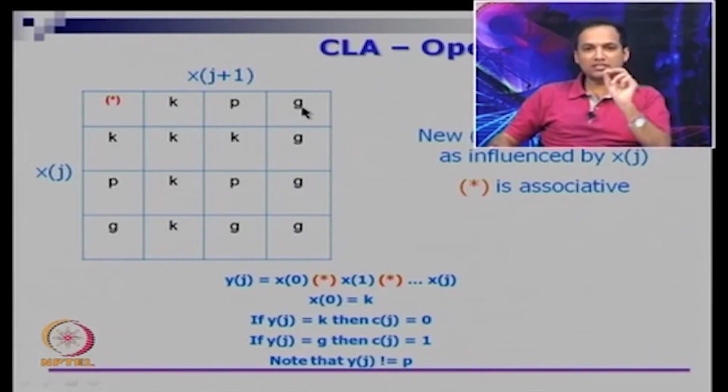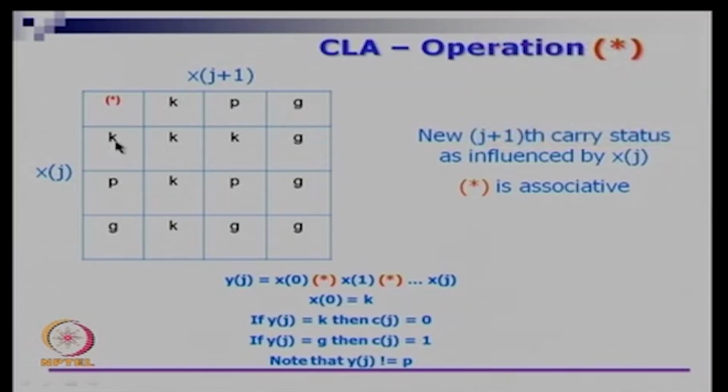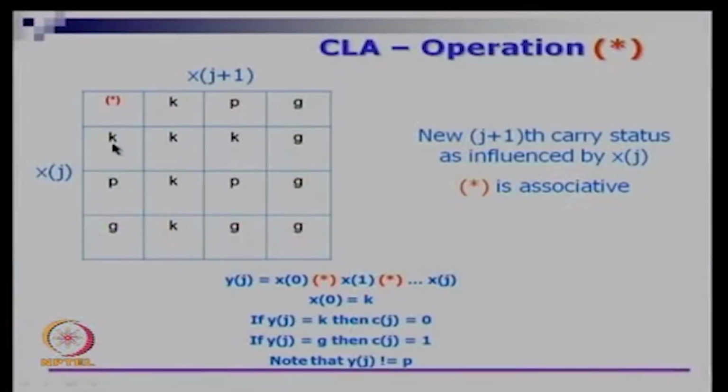Similarly, if at the j plus 1th stage A of j plus 1 is 1 and B of j plus 1 is 1, the carry to the next stage will be a 1. So, a generate to the left of a kill is still a generate, a generate to the left of a propagate is still a generate, and a generate to the left of a generate is still a generate, because this is the higher order bit and this is the lower order bit. The higher order bit has 1 and 1 in the inputs. So, no matter what the inputs coming from the previous stage are, the next stage will have a 1. The propagate is the only place where you have to copy the status from the previous one.